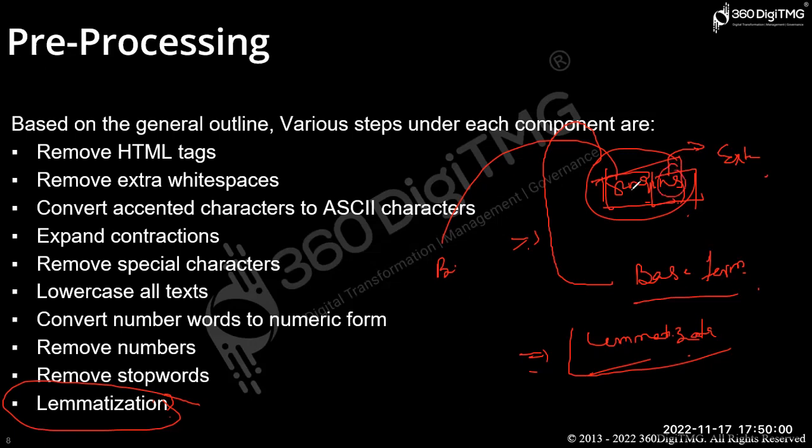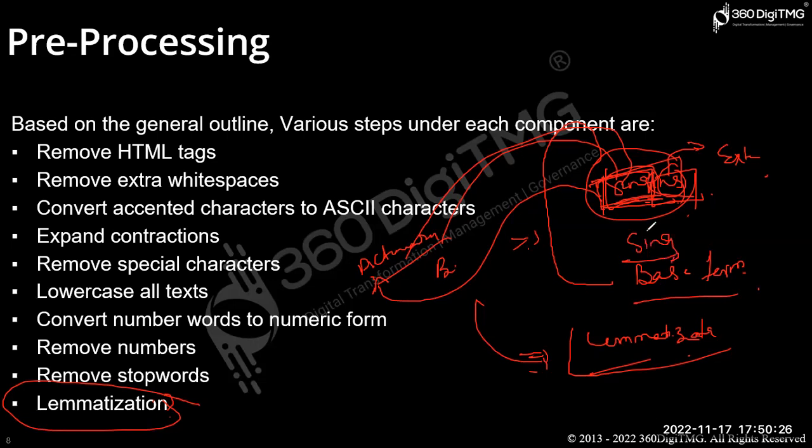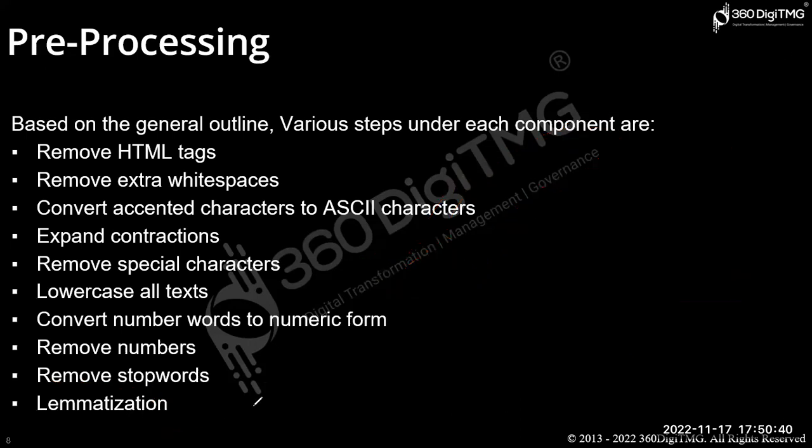Once the extension is removed, it will check whether the resulting word, that is "sing", is present in the dictionary or not. If the base word is present in the dictionary, it will take it as it is, simply as "sing". But if it is not present in the dictionary, it will replace it with the nearby word. That is what we call lemmatization.